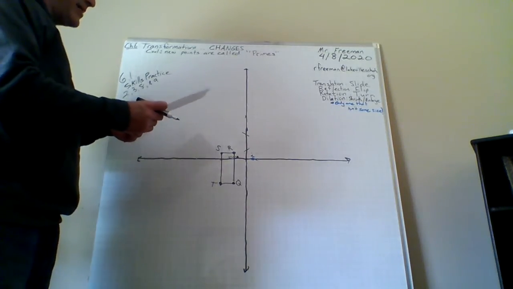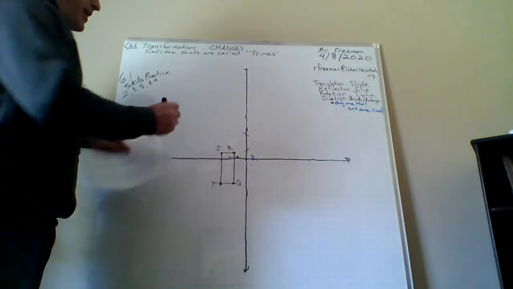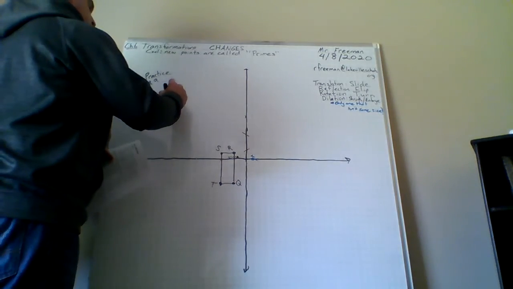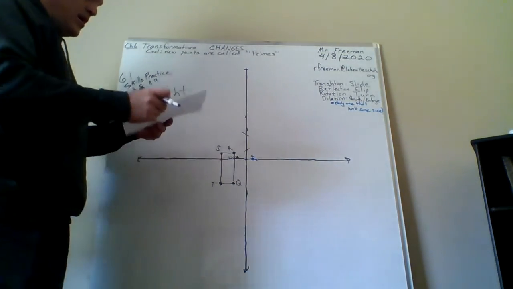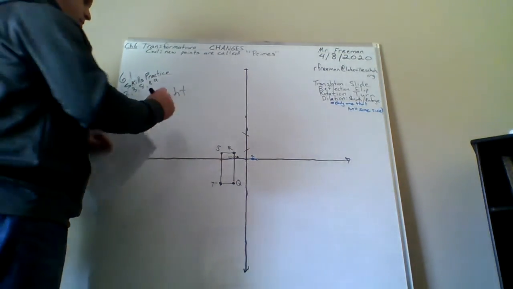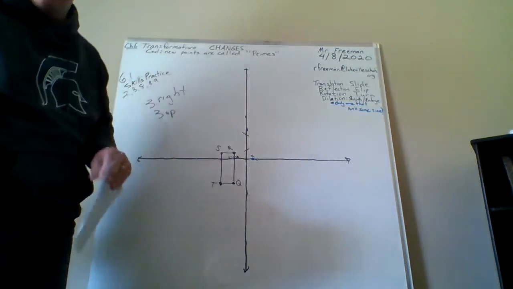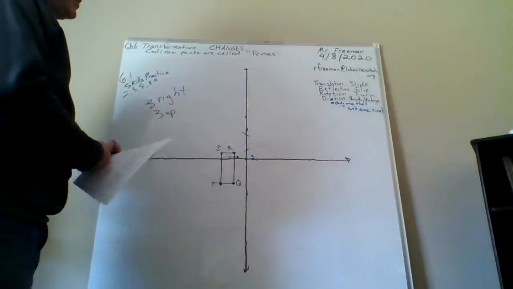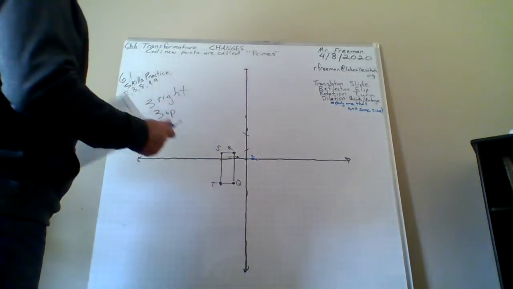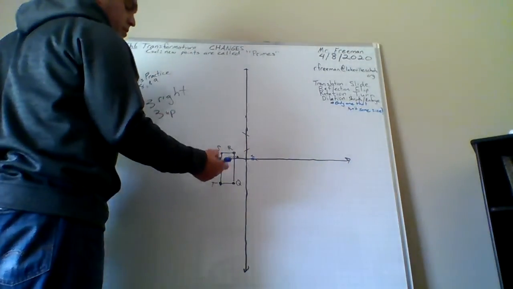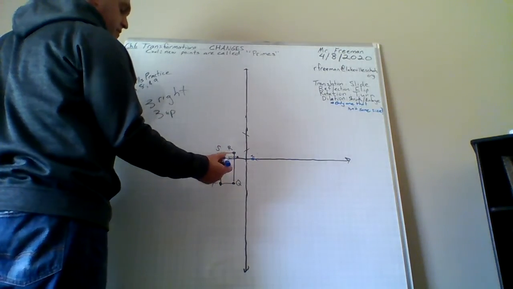When you start number 9 and the other problems that you will be asked to do in this lesson, it says to translate it 3 units right and 3 units up. And that simply means that from each of these points, you go 3 right and 3 up. Once you get used to these, you do 1 or 2 of the points and you can kind of guess where the rest of them are.